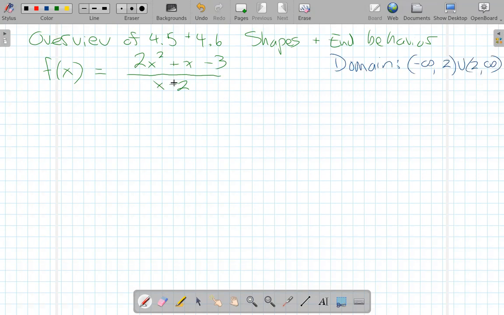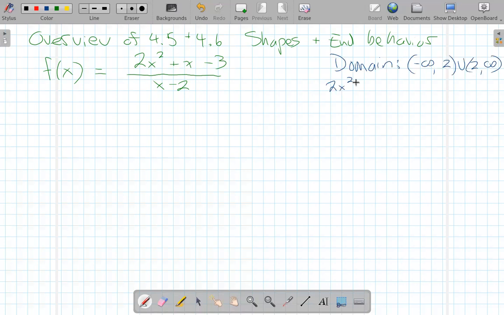Now, it could be that would lead to a hole in the graph if x minus 2 is also a factor of the top. So the question is, what happens when we actually plug in 2? Do we get 0 top and bottom? So we could plug in 2 and check that. That would be pretty easy. But I want to try and factor the top just for fun.